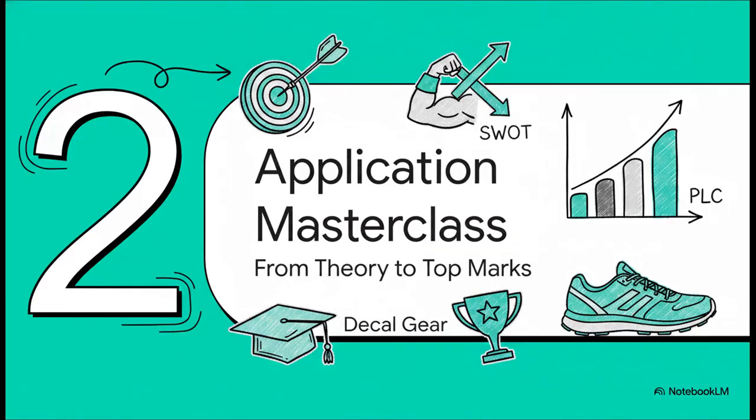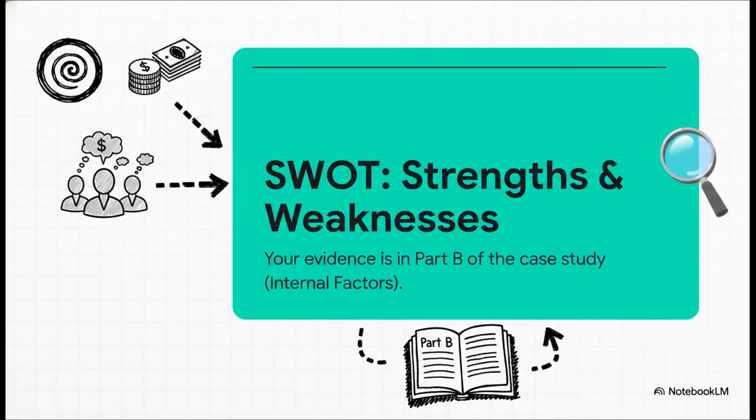Okay, so we've picked our tools, SWOT and PLC. Now let's get practical. Let's roll up our sleeves and actually walk through how to use these models. We'll use the Decal Gear case study, it's a mock sportswear brand, to show you exactly how to turn this theory into top marks. Let's start with SWOT. The first two parts, strengths and weaknesses, are all about the internal stuff, what's going on inside the business.